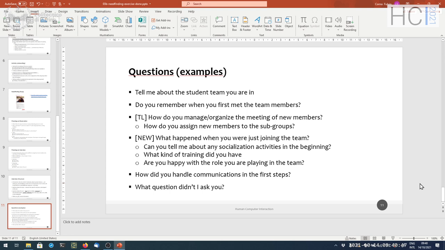Because if they struggle too much with coming up with an answer to this, it means that the issue is not so important. They just made something up to make you happy. Okay. So as I said, after all of this work, that will be your work in the lab for the next 2 weeks, basically, for planning and executing the observations.